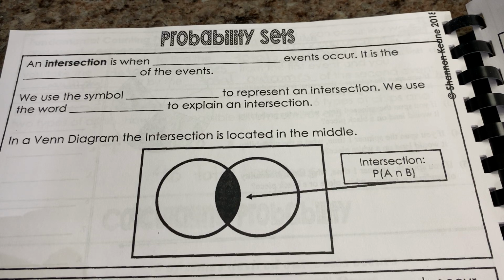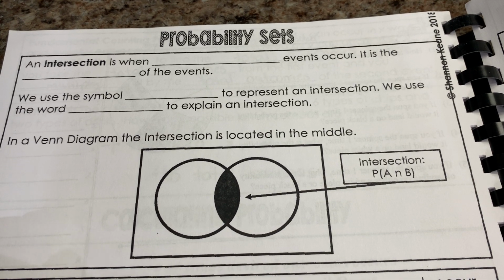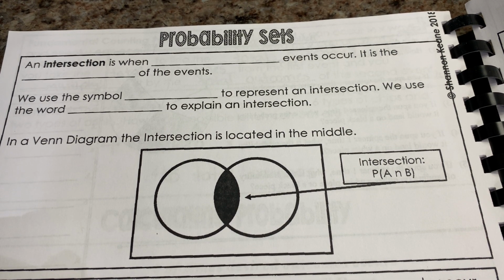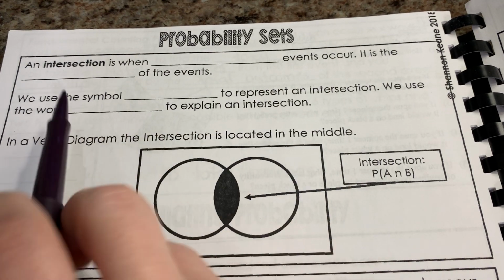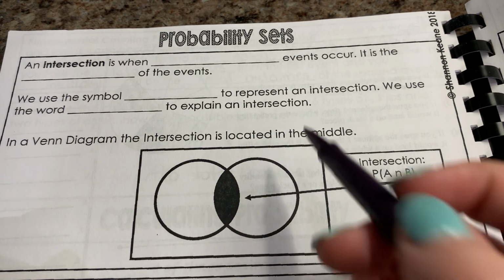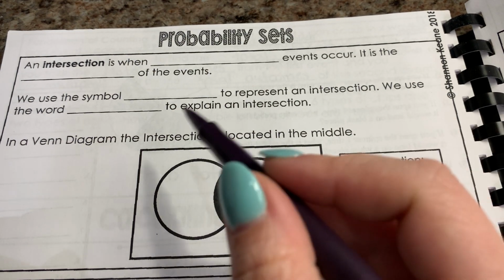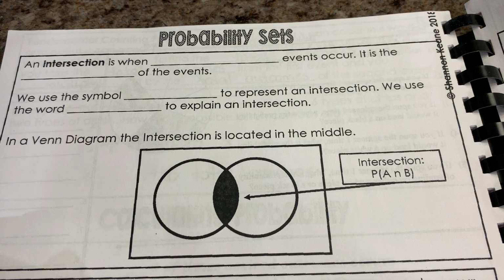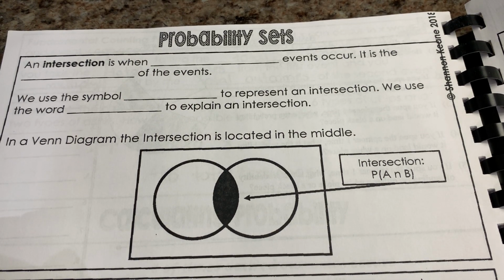All right, y'all, it's time to talk about probability sets. So this is what happens when multiple probabilities are interacting with each other. We're going to first begin with one called an intersection. When you think about an intersection, you probably think about when two roads meet, when two lines cross. This is when two probabilities, or more than one probability, are going to meet.